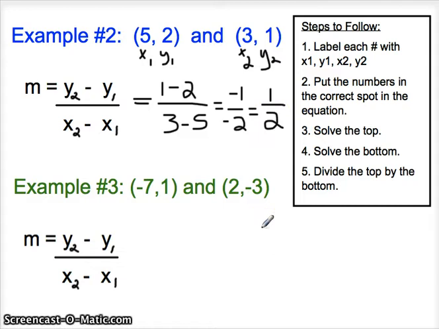Pause the video and try number 3 on your own. Remember to follow the steps in the box. After you've finished, unpause the video, and I will show you the answer.